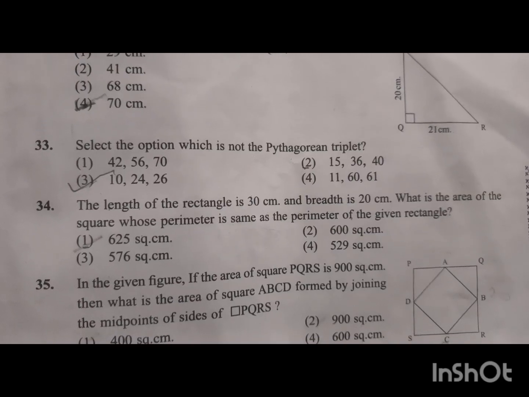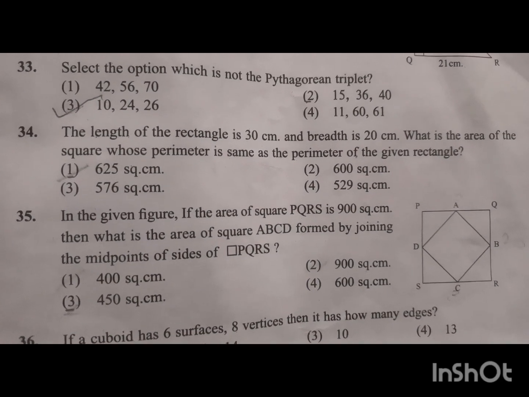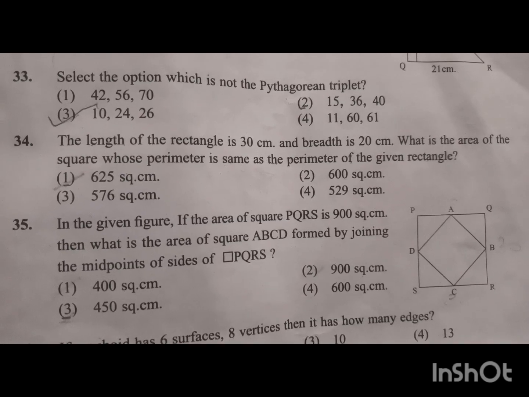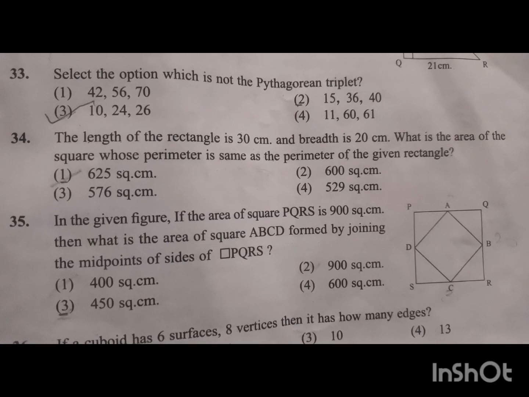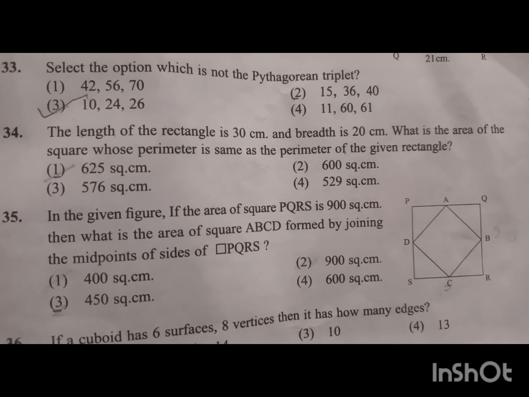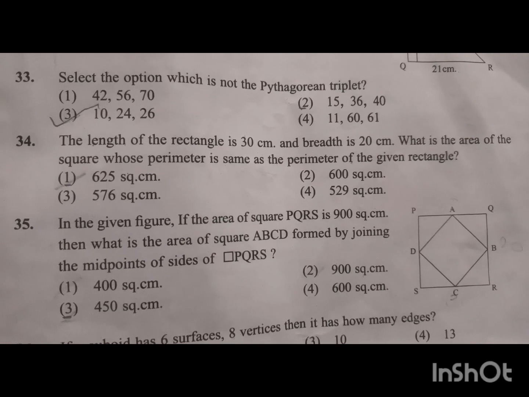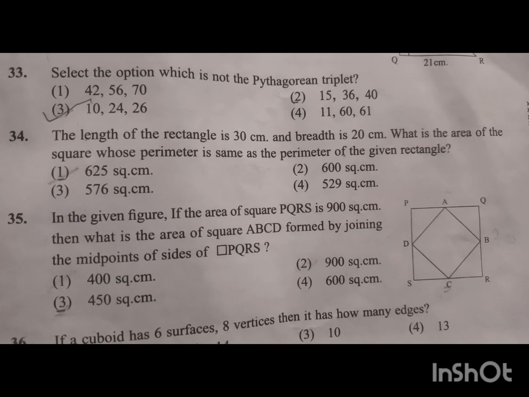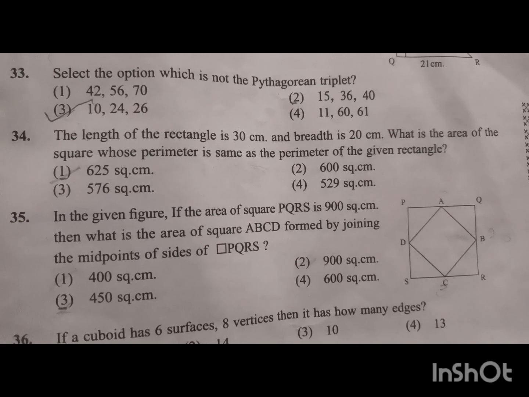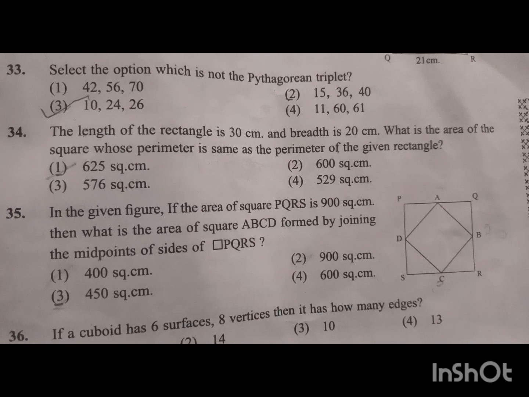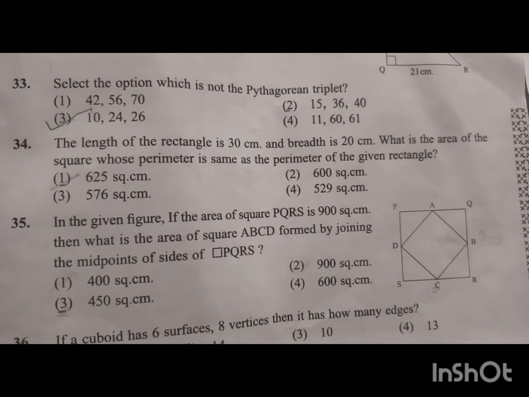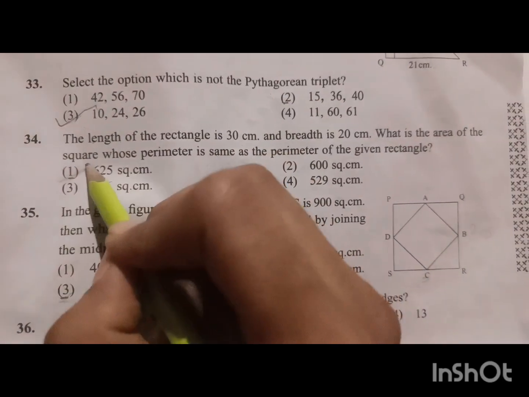Next question, 34th. The length of the rectangle is 30 cm and width is 20 cm. What is the area of a square whose perimeter is same as the perimeter of the given rectangle? The options are 625 square centimeter, second option 600 square centimeter, third one 576 square centimeter and fourth one 529 square centimeter. Option number 1 is the correct answer.